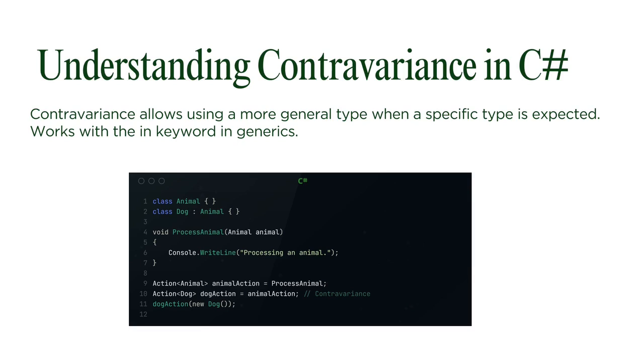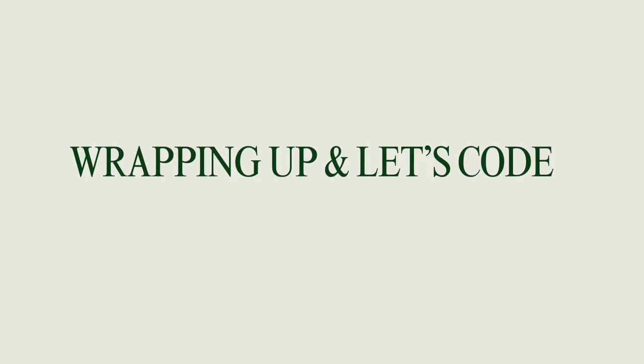And this works because a dog is an animal, and contravariance allows using a more general type where a specific one is expected. Finally, we call the dog action with a Dog object, and it runs without any issues. Okay, we explored how inheritance simplifies code reuse and promotes flexibility, and we discussed abstract and sealed classes that give us more control, and we touched on covariance, contravariance, and the differences in generics across C#, Java, and C++. Now let's see these concepts in action.